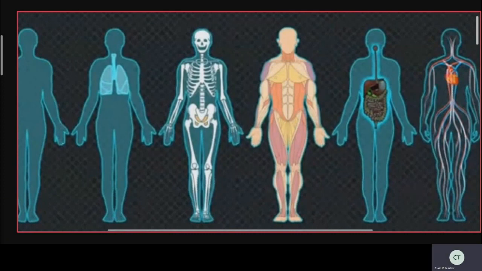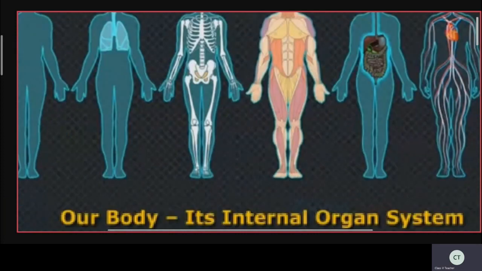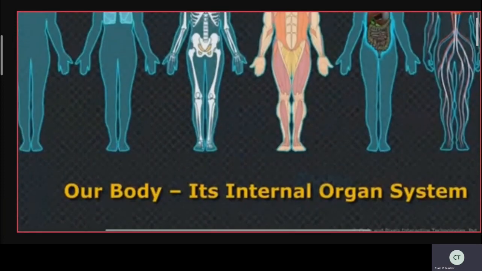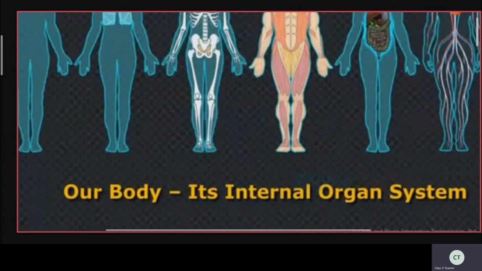So many organs are there in our body. See, how is a machine? A machine works at a time with all the parts, isn't it? Our human body also works every time with the organs. So that's why in this lesson, we are coming to the sixth lesson. The name of the lesson is Our Body, Its Internal Organ Systems.